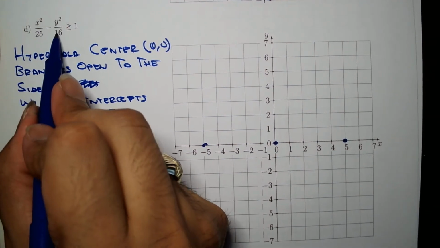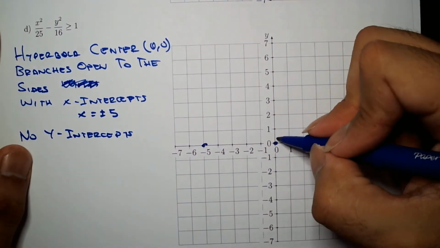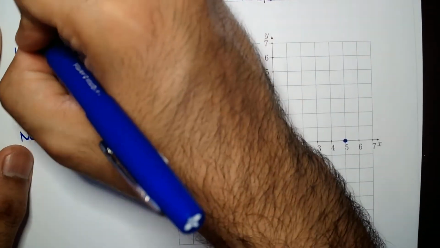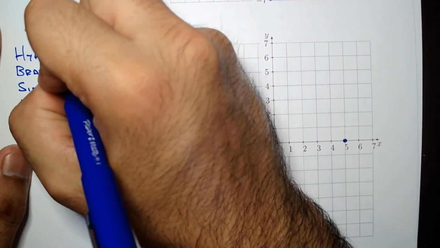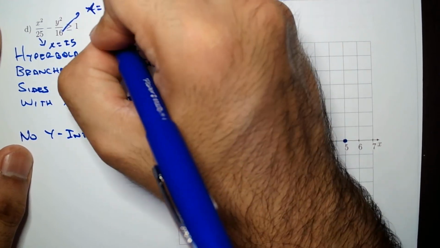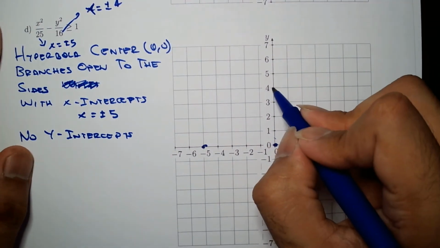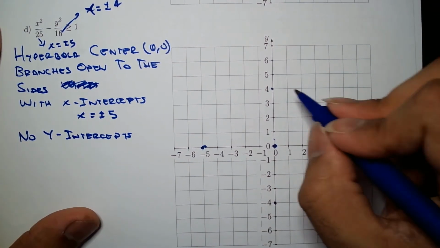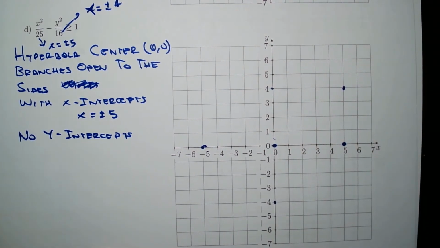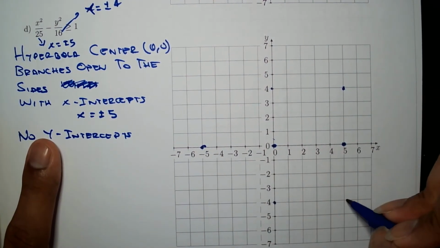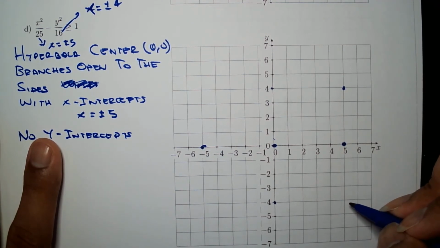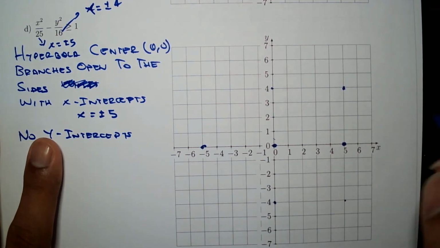And then this 16, that's going to tell us the height of the hyperbola. In this case, from here, x is plus or minus 5, and then from here, y is plus or minus 4. So here I'm going to go to plus 4 and minus 4. And in this case, I'm going to have these points right here. And it's kind of like a box to draw the hyperbola.